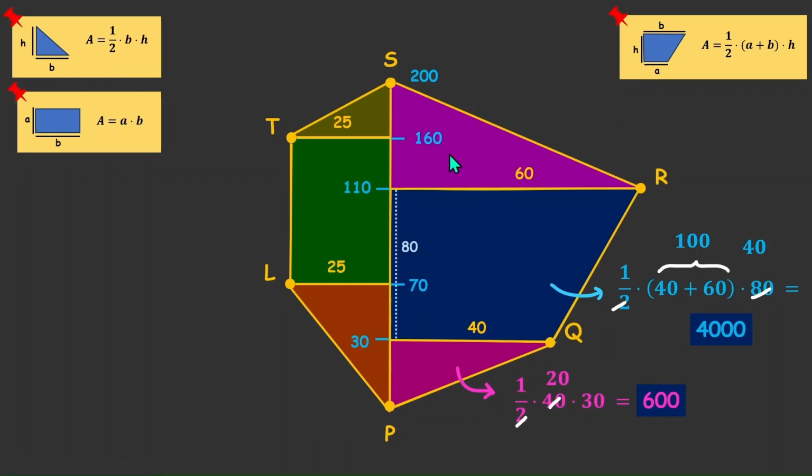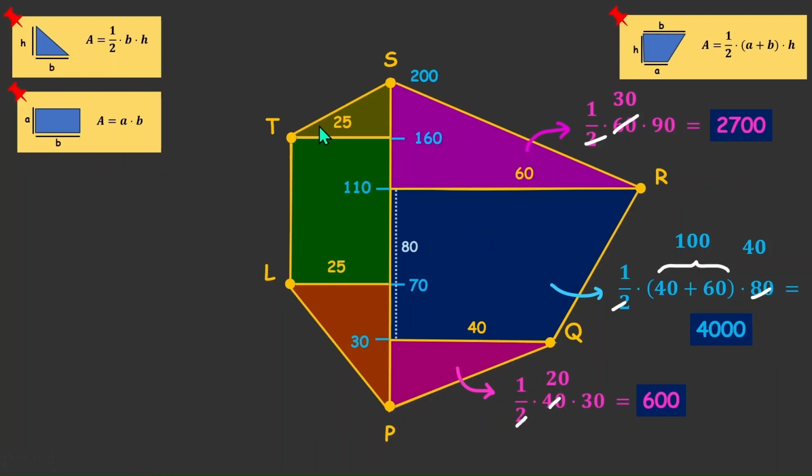Now let's move on to the right triangle above. In this right triangle, our base is 60 meters. For height, we see that it is between the 110 and 200 point. So this height would be 200 minus 110, that is 90. So our area would be half into 60, which is the base, into 90, which is the height. And 2 into 30 is 60, so this is 30 here. And 30 into 90 is 2700. So we found all the areas of this, this, and this.